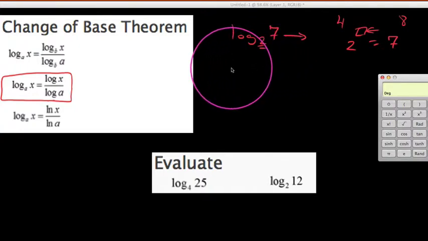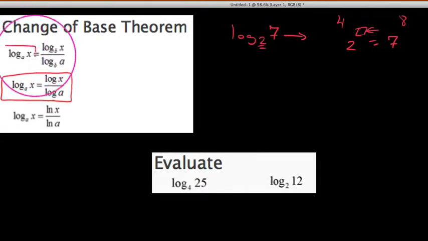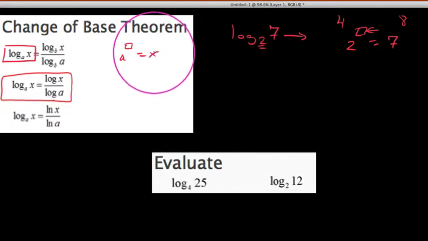And so, typically I cannot type in log base 2 of 7 unless I have a calculator that gives us that function. So for now, using the change of base theorem, it basically says if you had some log base a of x, we're saying a to the power of what turns into x, we can rewrite this as log base b of x over log base b of a. The important thing is that as long as these two bases are the same, we can rewrite this as the log of the thing we're taking the log of, on top, over the log of its base, on the bottom.